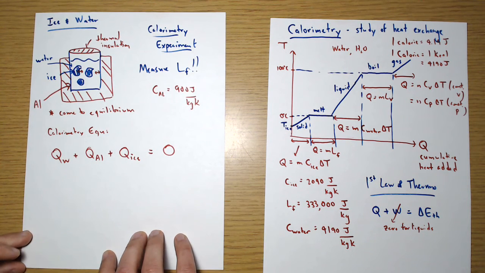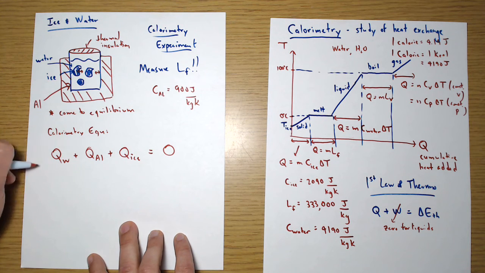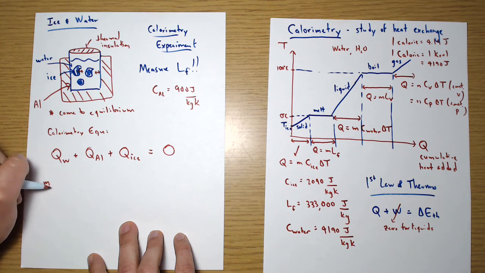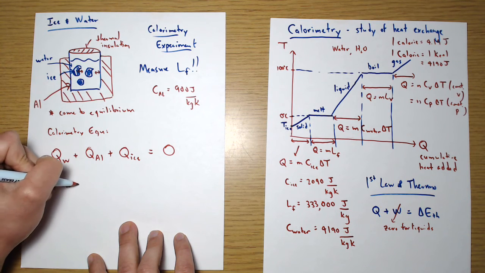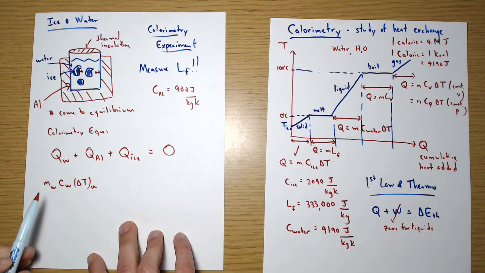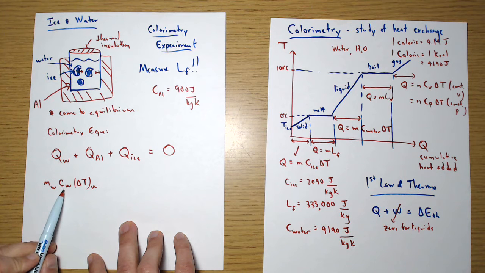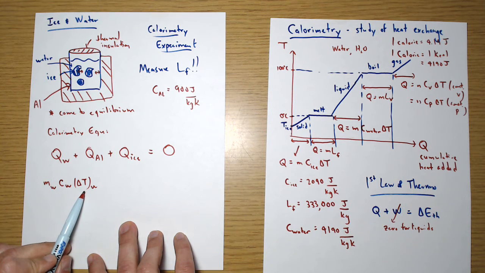All right, so then, since we want to solve for the latent heat of fusion, we simply need to plug in what each of these quantities is going to equal. So for water, the mass of the water times the specific heat of the water times the change in temperature of the water. This is going to have to be known. Let's say we know the mass of the water, we know the specific heat of the water, and we just measure the final equilibrium temperature.